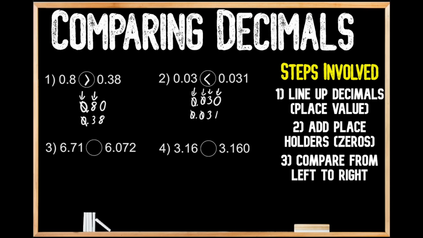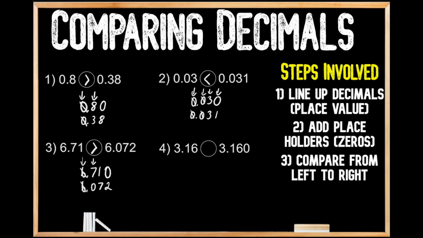Now let's move on to question number 3, where we're being asked to compare 6 and 71/100ths to 6 and 72,000ths. Our first step is to line up the decimals, so we have 6 and 71/100ths, and we're comparing that to 6 and 72,000ths. We can see that we have an empty space, so for step number 2, we add our placeholder 0, and now we compare from left to right. We have the same value in our ones place, so we move on to the tenths place. Here we have a 7 and a 0, and 7 obviously has a value greater than 0, so 6 and 71/100ths is greater than 6 and 72,000ths.